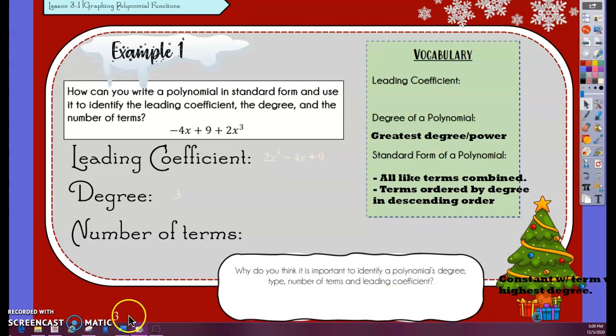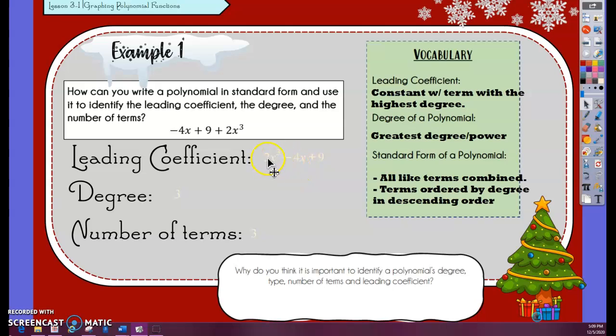Then how many terms are there? There's 3. The negative 4x is a term, the 9 is a term, and the 2x to the third is a term. One other thing, the leading coefficient, that is a constant that's with the term in the highest degree. So since I've written this polynomial in descending power order, the one that's first is our leading coefficient. So if I highlight here, that would be this 2. It's the coefficient next to the term with the highest degree.